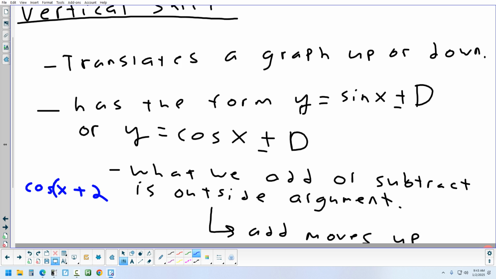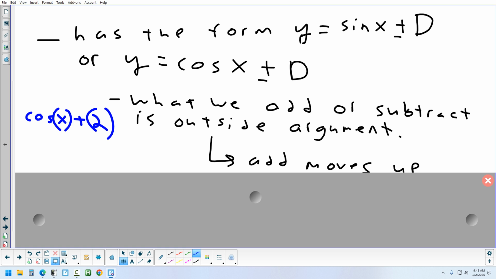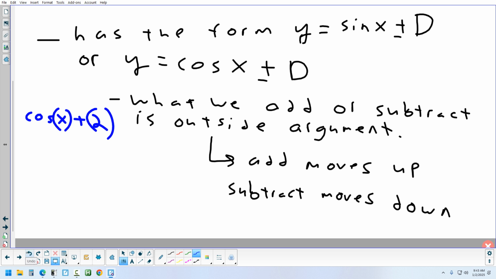Even if I did parentheses here, that's still a vertical shift. To make it horizontal, the letter and the number have to be grouped together. Even if you add extra parentheses here that are pointless, that doesn't change anything. That's still a vertical shift. With vertical shifts, it's not the opposite. Positive would move it up, negative would move it down.